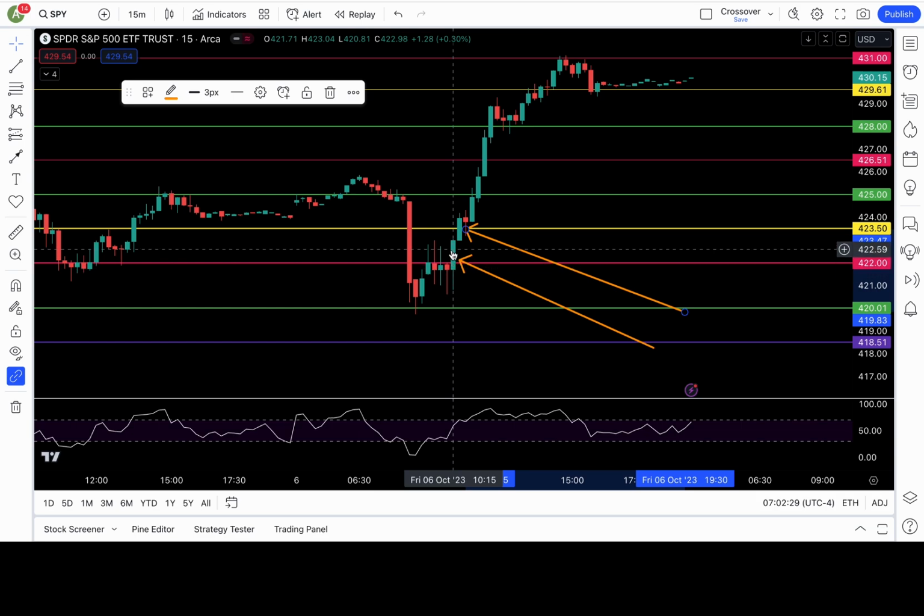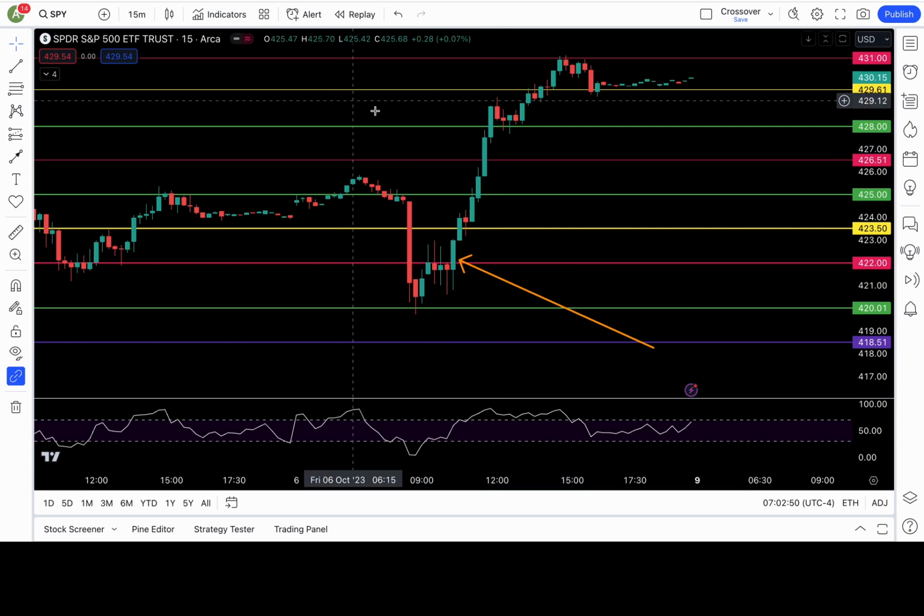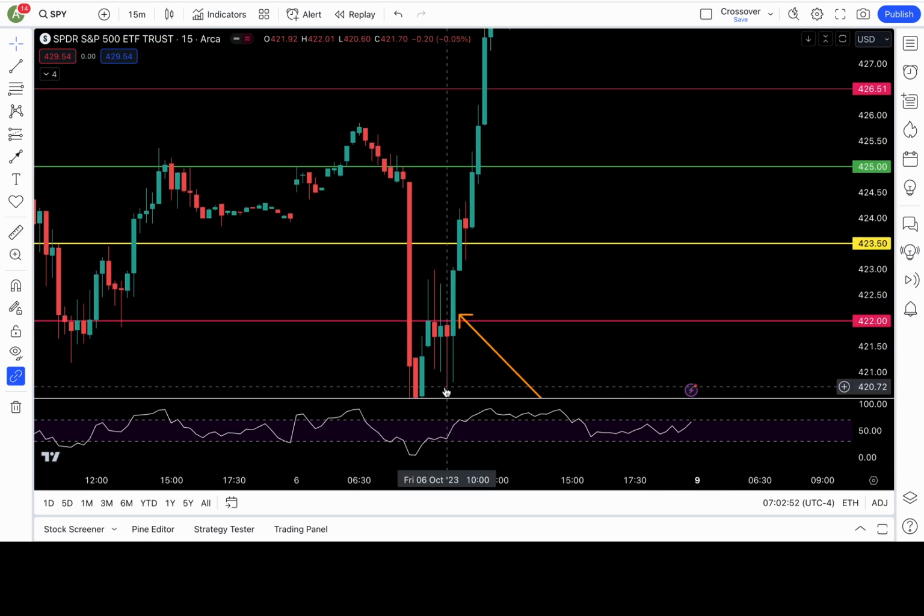If you entered longs or calls on these breakouts, your stop loss would have been under the level that was broken out. So if you longed the 422 breakout, your stop loss would have been under 422. It never went back below 422. If you longed 423.5, your stop loss would be on the break back below 423.5. This is where some people get confused. Let me explain. Look at this red candle right here.